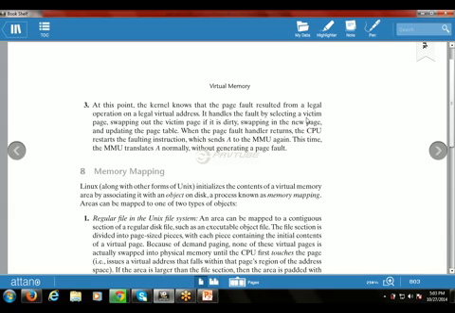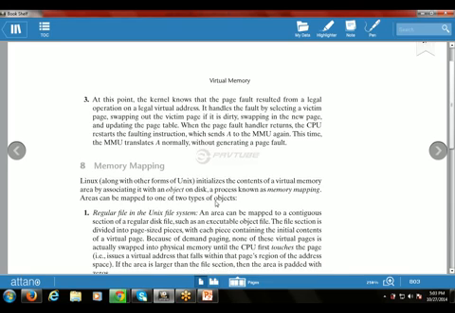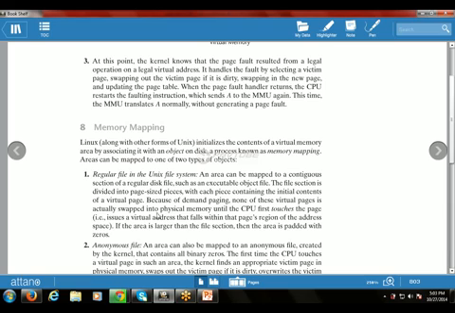It handles a fault by selecting a victim page, swapping out the victim page if it is dirty, that is, swapping it out from the Linux operating system, swapping in the new page, and updating the page table. The same concept: first check whether the address is available or legal or not. Then swap the victim page with the new page in the page table.